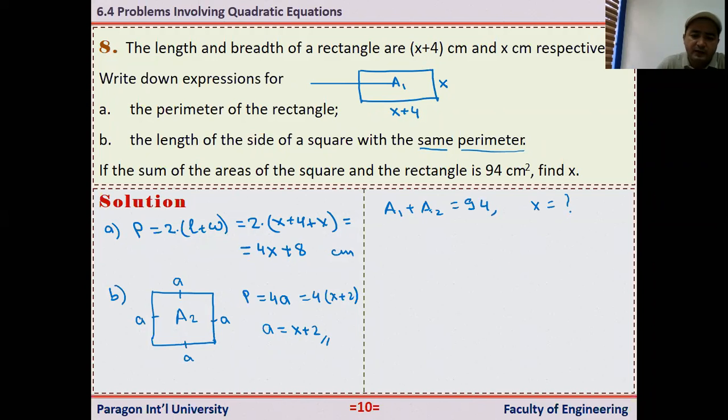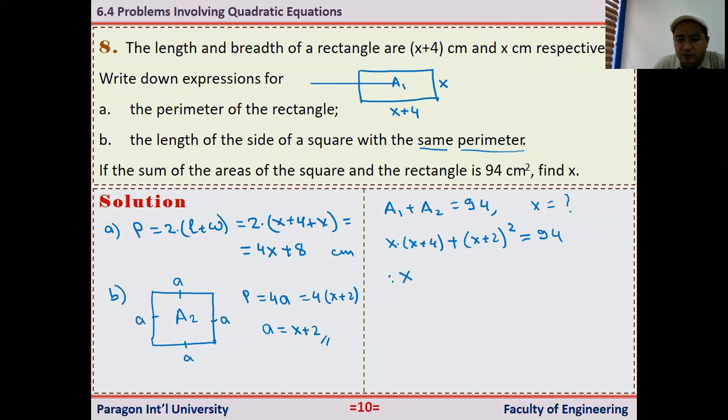What is A1? Area of the rectangle is width times length, that is x times (x plus 4). And area of the square is just a times a. What is a? x plus 2. That is (x plus 2) squared. On the right-hand side, we have 94. Right? Now, if you simplify this, here we have x squared, and also here we have x squared.